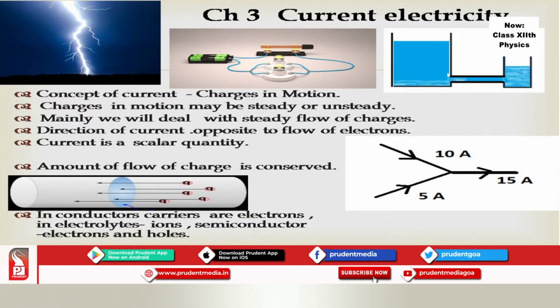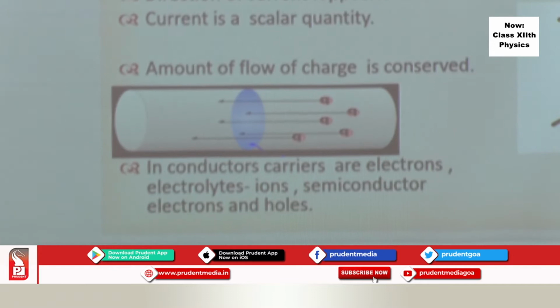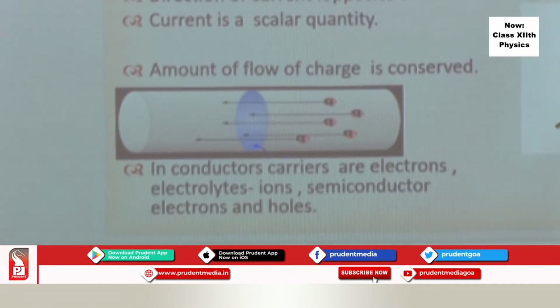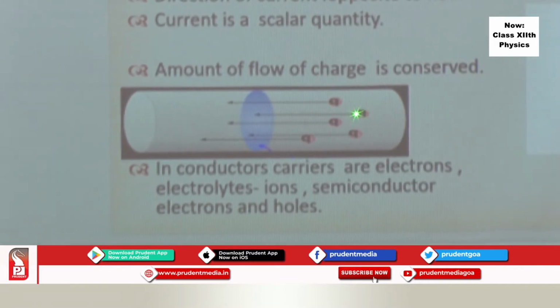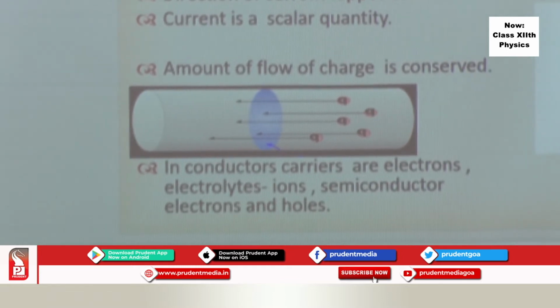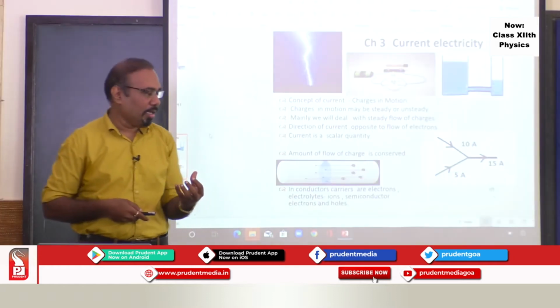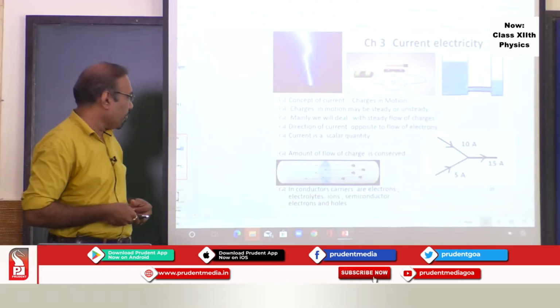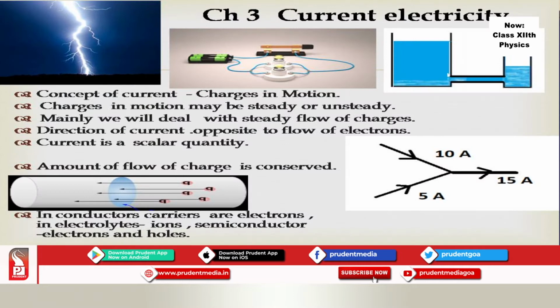Then the next important point is that charge is conserved. The amount of flow of charge is conserved. As much charge as is entering one section, the same amount of charge will leave from the other side of the section. That makes the charge conserved. So what is meant by current? Current is flow of charge.